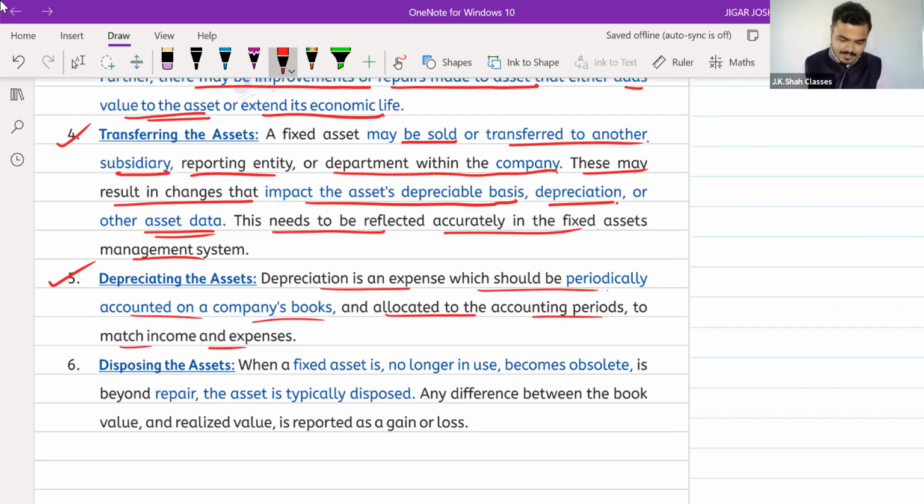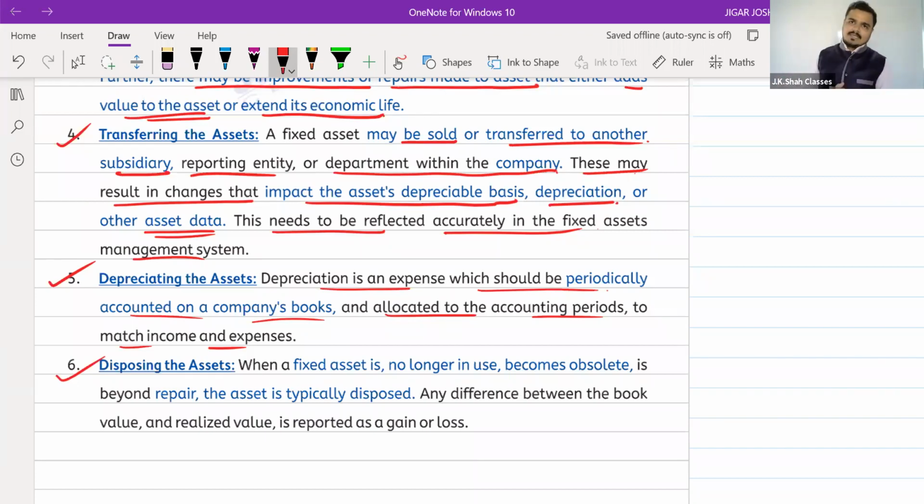Last but not the least, my dear students, is disposing the asset. What do you mean by disposing the assets? When the asset becomes obsolete, that is outdated, or is no longer of use, completely damaged or deteriorated, then it is important to sell off that asset.